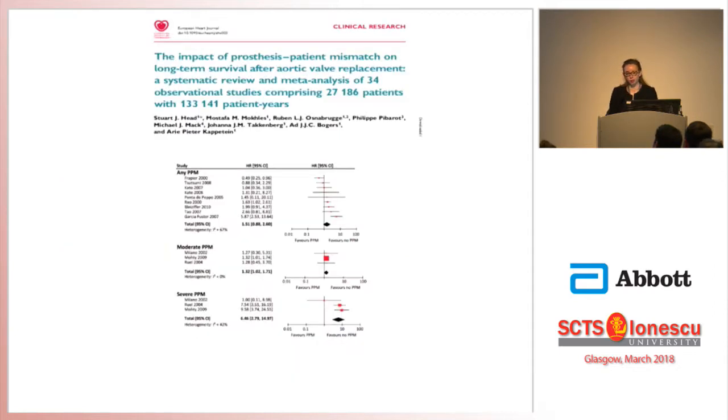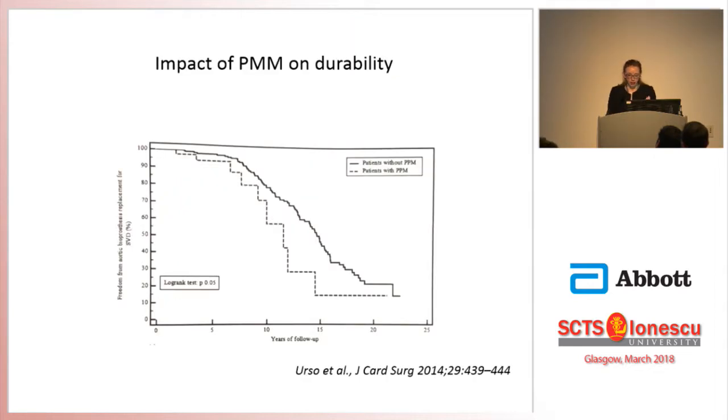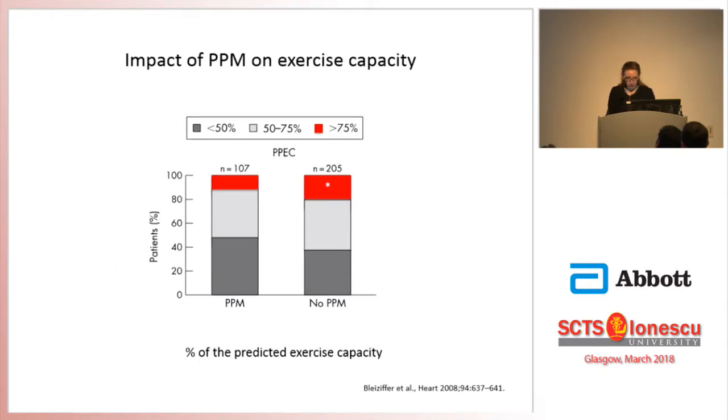These are some literature reviews showing that some studies failed to demonstrate a poor impact on survival. However, you have to pay attention that the definition to identify and quantify mismatch is not necessarily the same between all the teams. It also negatively alters the durability of bioprostheses. Patients with PPM have a lower durability than patients without PPM, and also lower functional capacities.